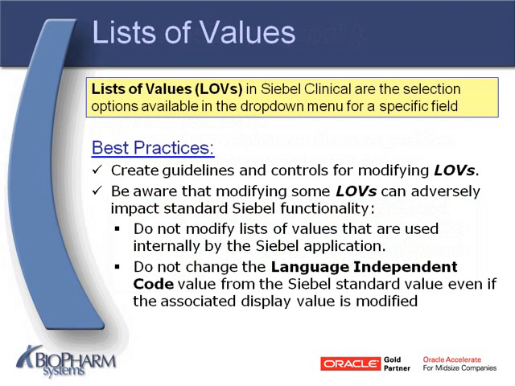List of values. The list of available values for drop-down fields in Siebel Clinical should be strictly controlled. The application comes with standard out-of-the-box values for many fields, but these are often modified to meet each organization's internal nomenclature and use. It is important that someone is charged with maintaining the LOVs and that specific guidelines and controls are set in place for the modification and update of LOV options.